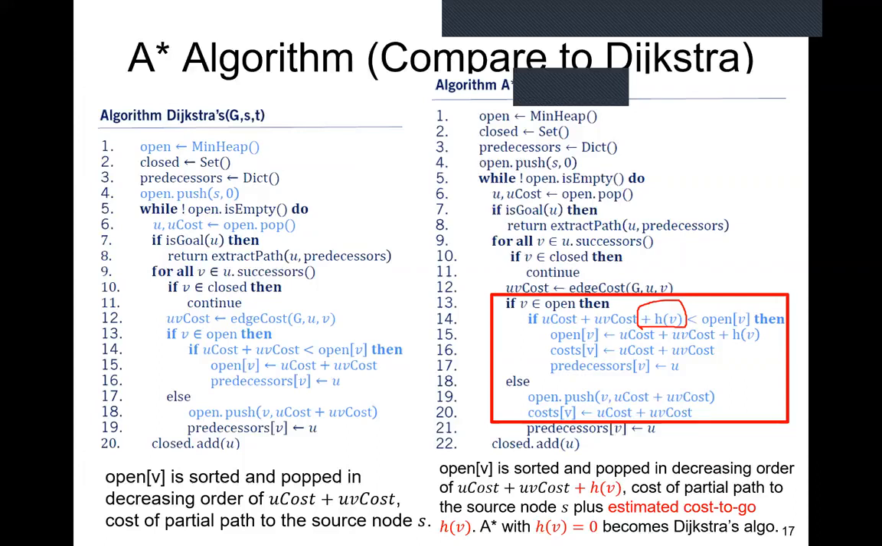So the H function is the estimated cost to go function. That is, you're estimating how much additional cost you're going to incur before you reach the goal. So it's a heuristic function because you don't know exactly what the cost to go is. If you did know exactly, then you probably have solved the problem. You can only provide the estimate. So if H is equal to 0, then A star becomes Dijkstra.